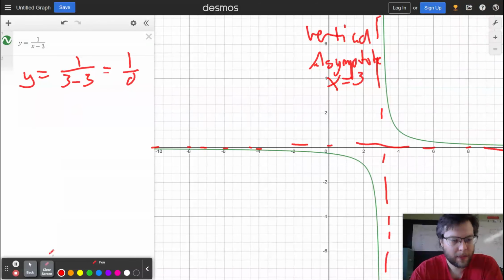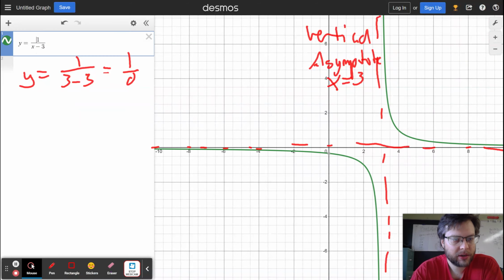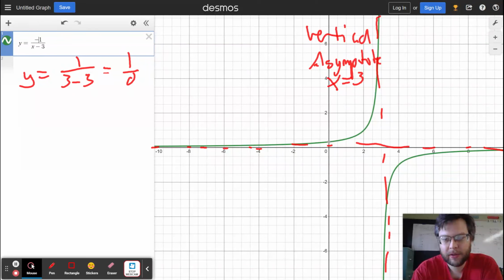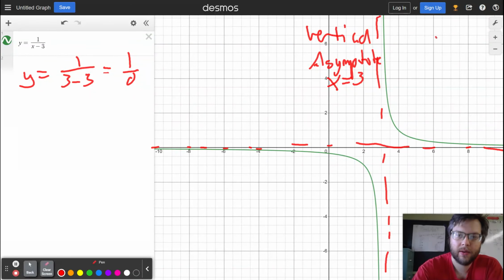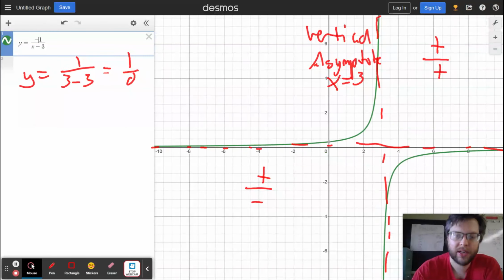I can do one other thing that I should show you here. If I put a negative number on top, they switch places. Because instead of a positive divided by a positive over here and a positive divided by a negative over there, if I put a negative number on top of my fraction, it switches. So that's why it's negative divided by positive in the bottom right and negative divided by negative in the top left. Okay, so just be aware of that.